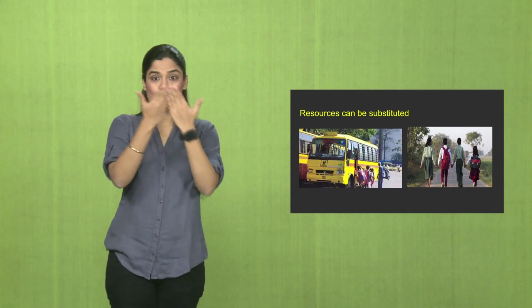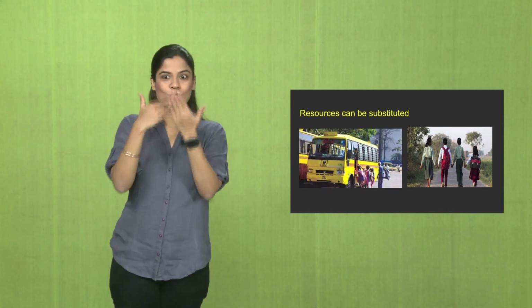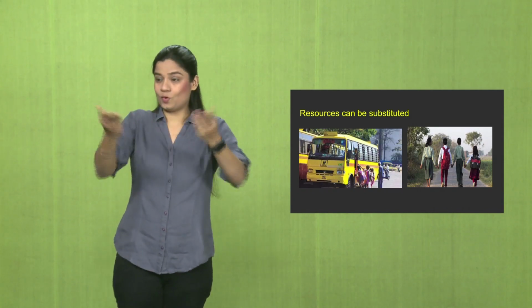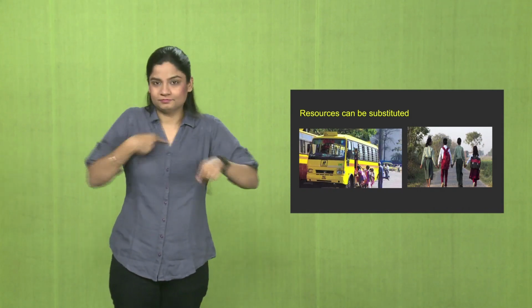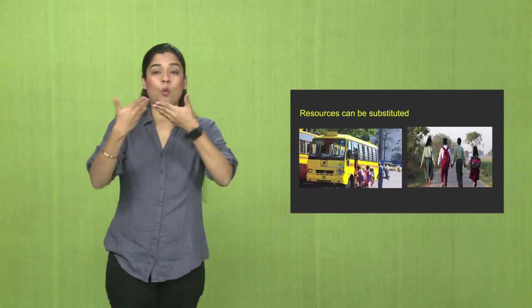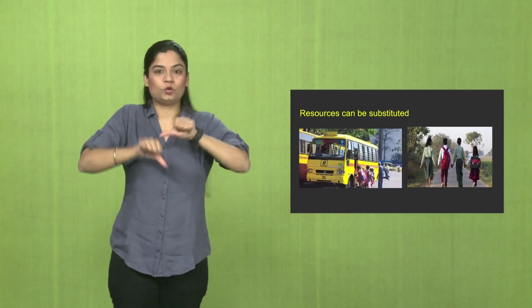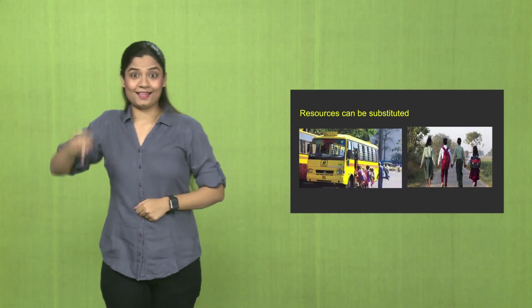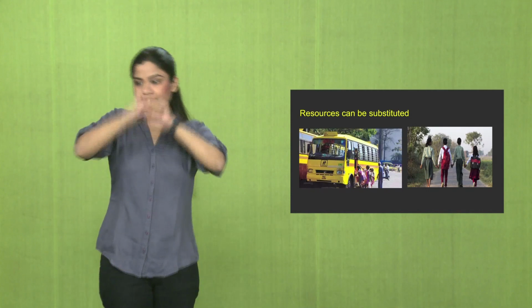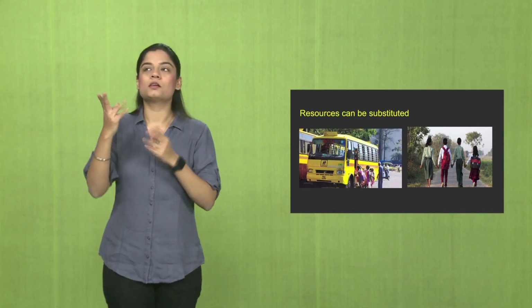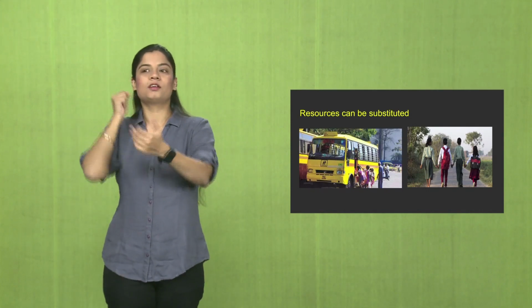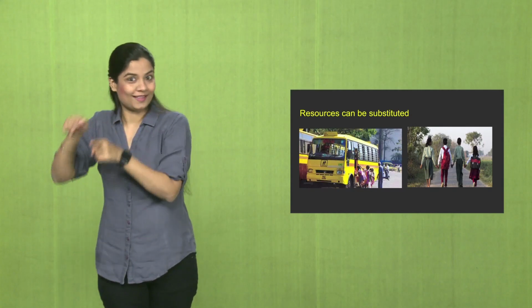Fifth characteristic, resources can be substituted. Let me explain how. If there's a school, and there are so many kids from different backgrounds coming to school. If the school opens at 8, we wake up at a certain time, and then we do our chores and we wait for the school bus. We reach school, right?